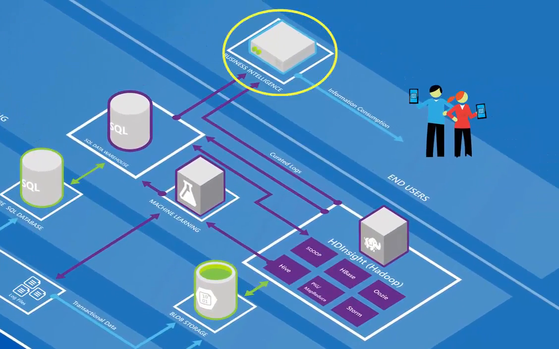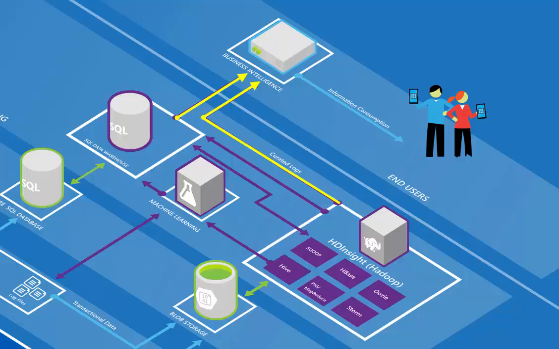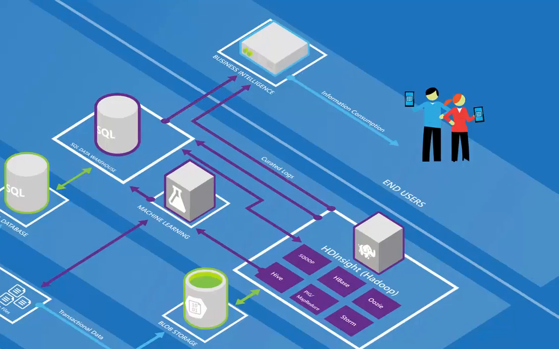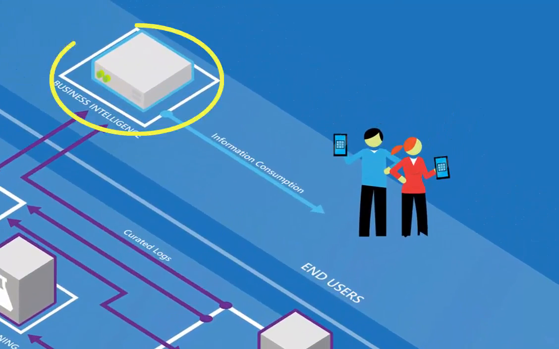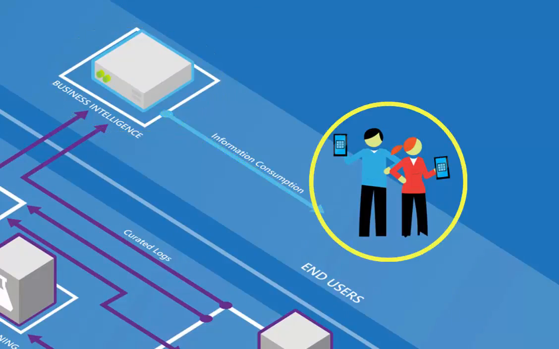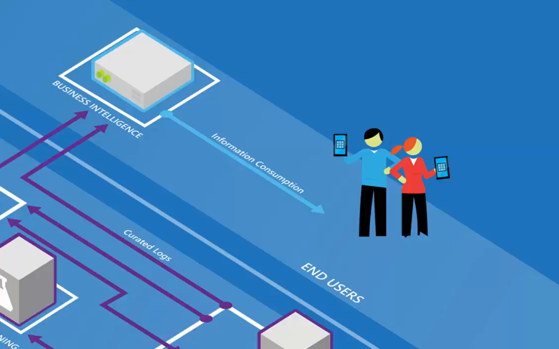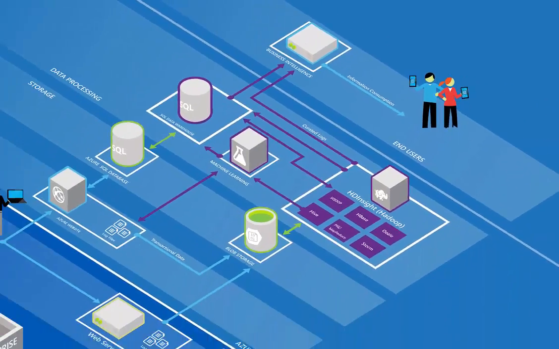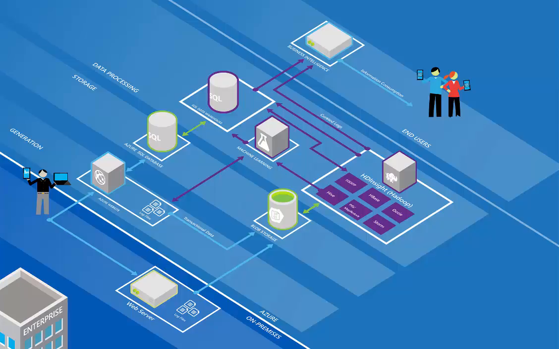Business information systems like Power BI, SQL Server Analysis Services, and custom apps can access the enriched information in the data warehouses as well as curated log information directly from HD Insight. Finally, business information systems can publish data to end-user dashboards and reports using tools like Power View, Power Map, SQL Server Reporting Services, and SharePoint BI.